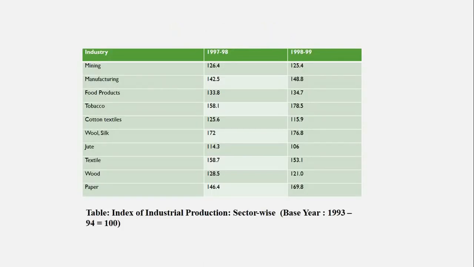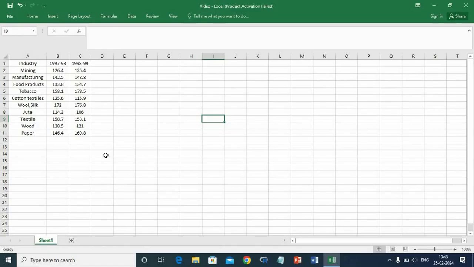Now, let us consider an example to see how we can draw radar plots in MS Excel. In this example, the indexes of industrial production are given sector-wise for the year 1997 to 1998 and for the year 1998 to 1999. Now let us move to Excel. Here I have already entered the data.